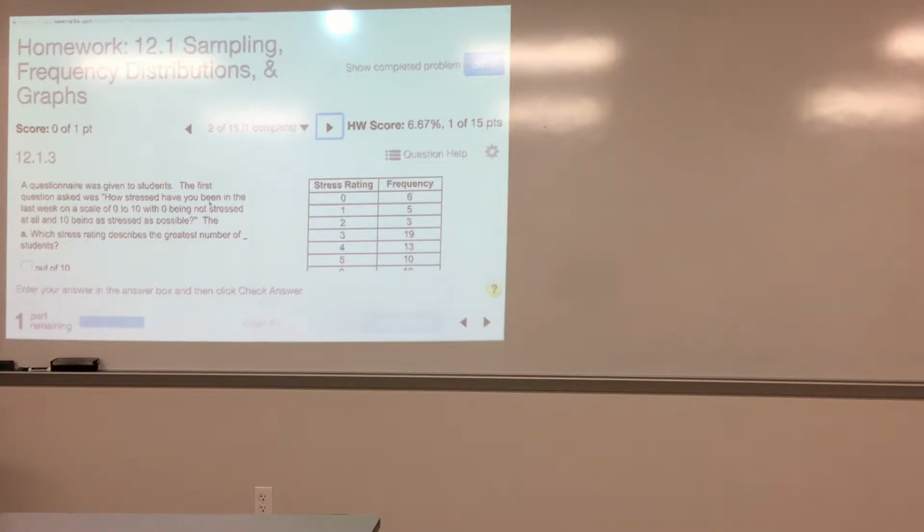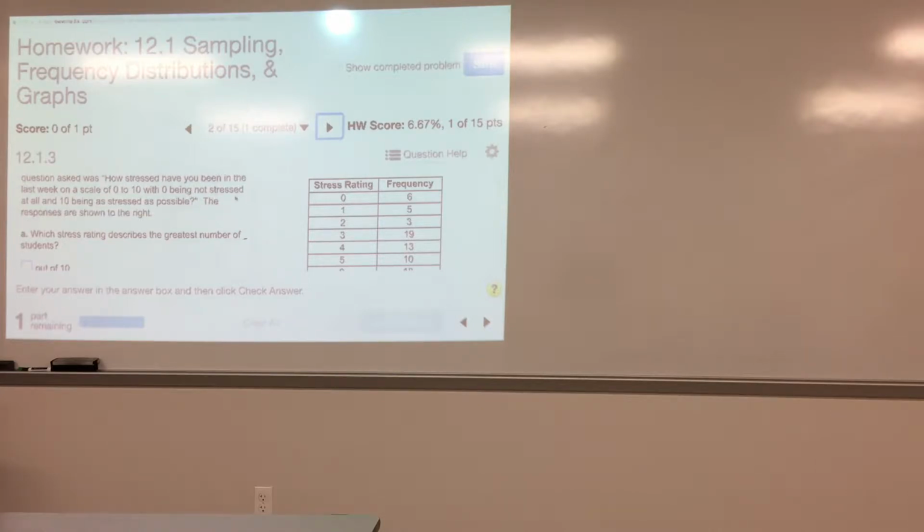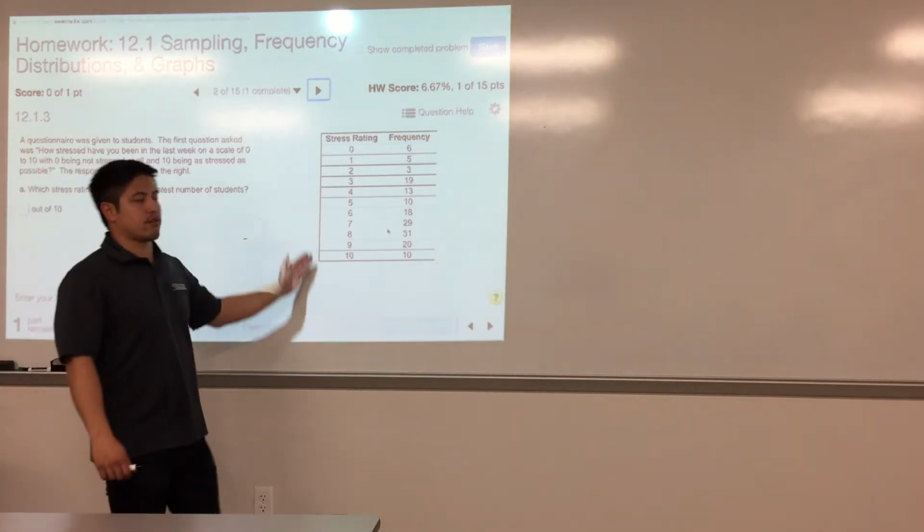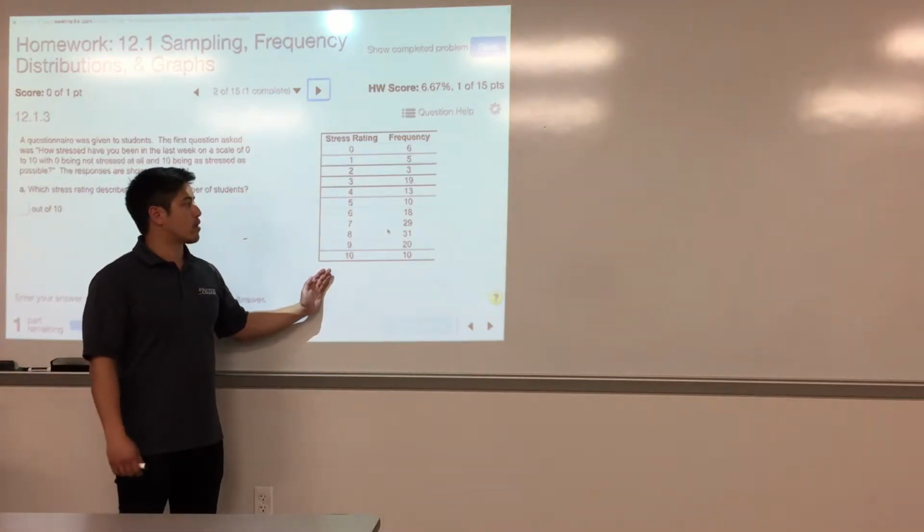Okay, let's take a look at this next one. A questionnaire was given to students. The first question asked was, how stressed have you been in the last week on a scale of 0 to 10, with 0 being not stressed and 10 being as stressed as possible. The responses are shown at right. All right, so let's understand what's going on here. This is known as a frequency distribution, okay?